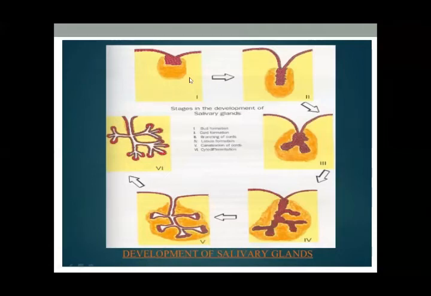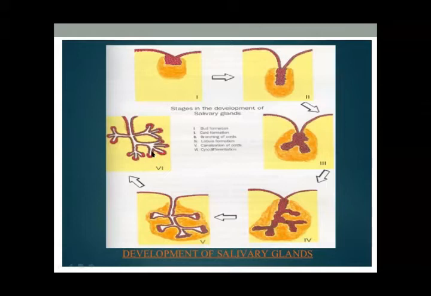Stages of the development of the salivary gland. First stage is the bud formation. Second is the cord formation. Third is the branching of the cords. Fourth is the loop formation. And fifth is the canalization of cords. Okay, your branches have started forming. And sixth, cytodifferentiation.